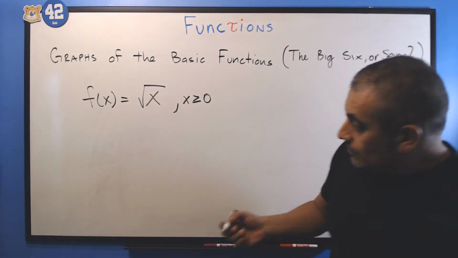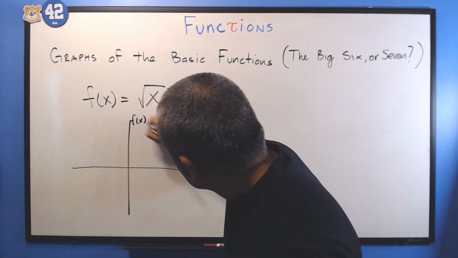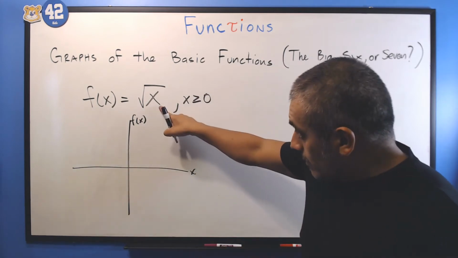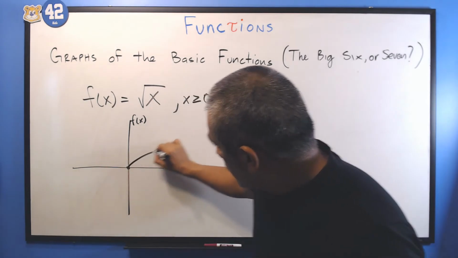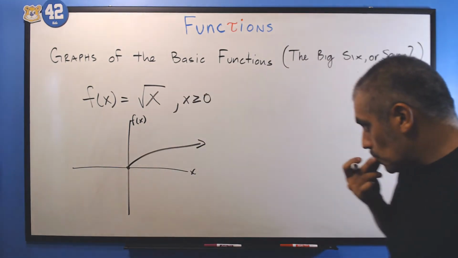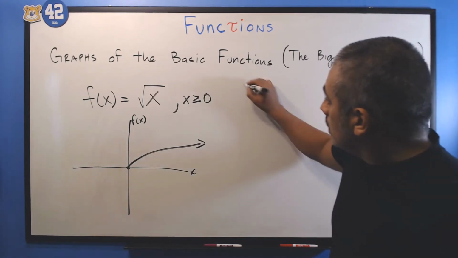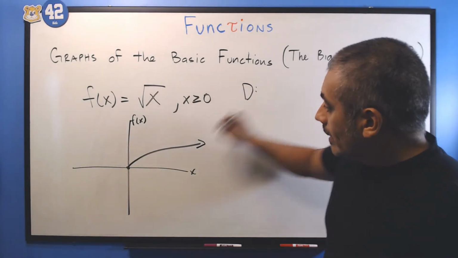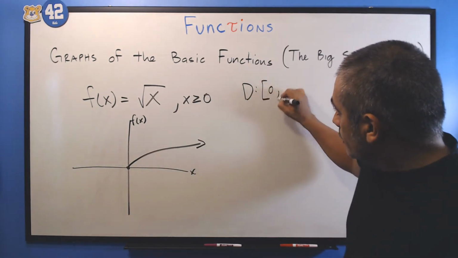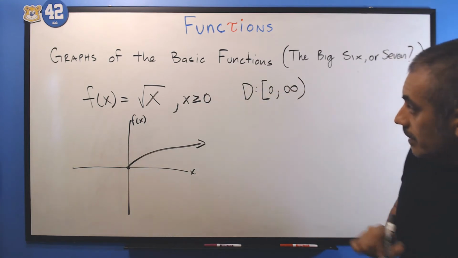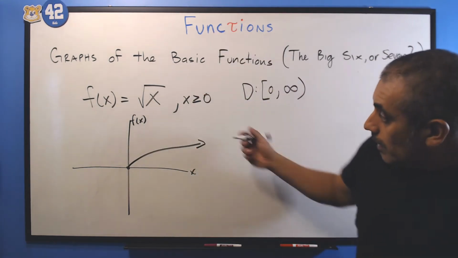And the graph of this function looks like this. Starts at 0. We get 0, 0 is a value. And then we go that way. Okay? The domain of this function starts at 0 and goes all the way to positive infinity. So it starts at 0 and goes all the way to infinity. The range starts at 0 and goes all the way to positive infinity.